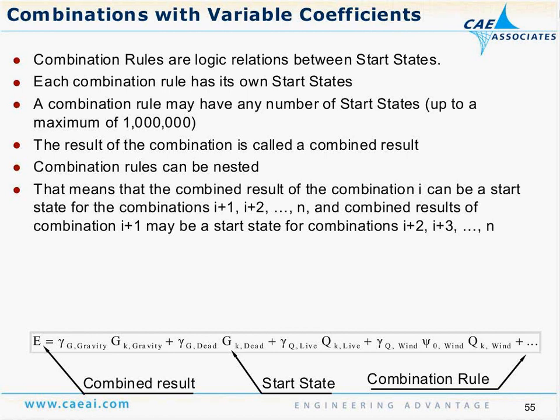Load case combinations, again, we can have a very large number of combinations. You can have up to 1 million different combinations. Combination rules can be nested, so we're looking at adding the effects of gravity, dead load, live load, wind load, vehicle load, and coming up with a worst case scenario for different locations in terms of the design process for our bridge.